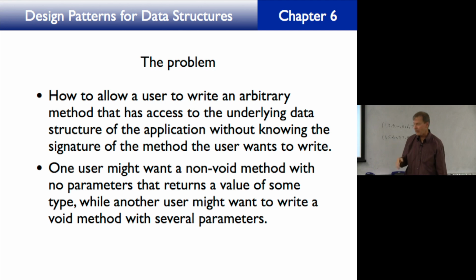See, because we can't anticipate whether it needs shuffle, whether you provide shuffle, he's going to want something else. We can't just keep recompiling. So how to allow a user to write an arbitrary method that has access to the underlying data structure of the application? And we don't even know, for example, to add a new function, a new method to a list, we cannot even anticipate what the parameters would be for that new function.